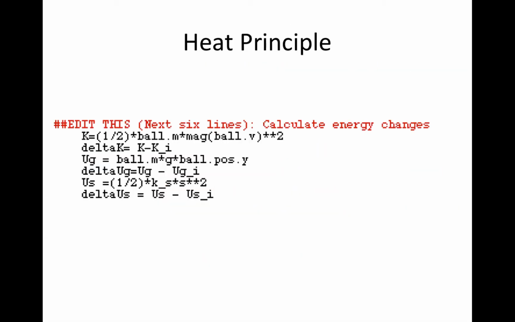Then I defined the equations for the energy principle. Kinetic energy is equal to 1/2 mv squared. Gravitational potential energy is equal to mg delta y. And the spring potential energy is equal to 1/2 ks squared.